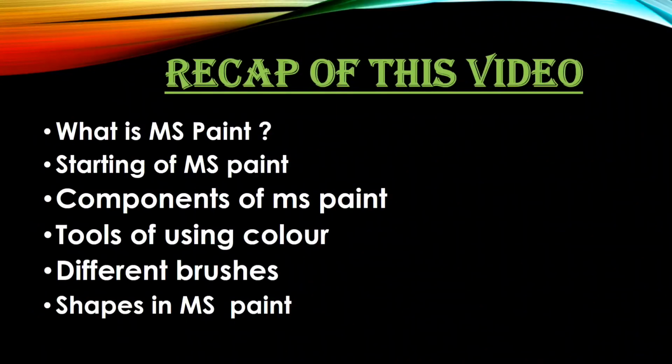Now this much is only for chapter 5 part 1. It's time to take a quick recap. In this part, we have learned what MS Paint is. MS Paint is a predefined software that is already installed in the operating system. Then starting MS Paint, how to start, I have shown in a video. Then the components of MS Paint: ribbon, drawing area, status bar, scroll bar, title bar, quick access toolbar, tabs, and the close button. These are called the different components.